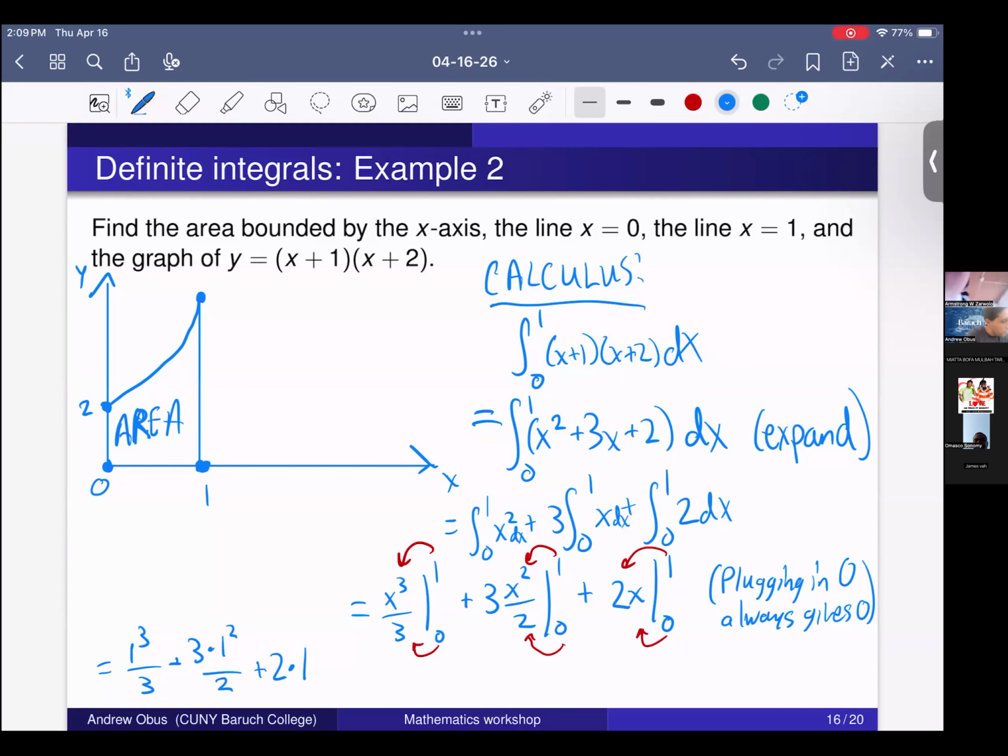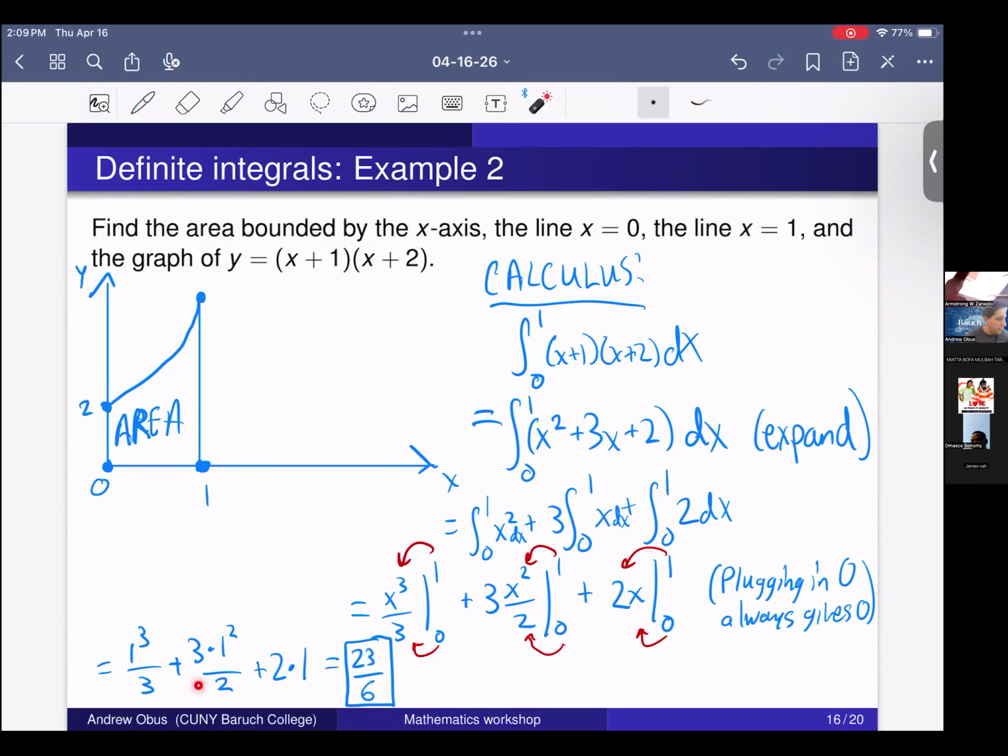Plus 3 times 1 squared over 2, and then plus 2 times 1. I'm just going to do that in my head. That's a third plus 3 halves, which is 11 sixths. And then plus 2 is going to be 23 sixths. Okay, so that's going to be the answer here.